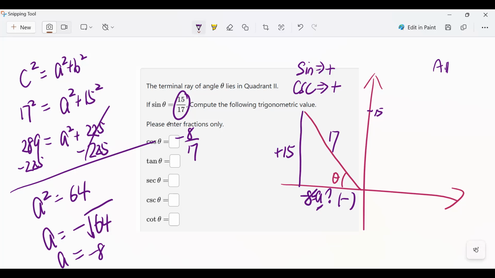Then tangent theta is opposite over adjacent, so negative 15 over 8. Secant is the reciprocal of cosine, minus 17 over 8. Cosecant is the reciprocal of sine, so 17 over 15. Cotangent is the reciprocal of the tangent, it's minus 8 over 15. So out of this, sine is positive, cosecant is positive. Any question about this?